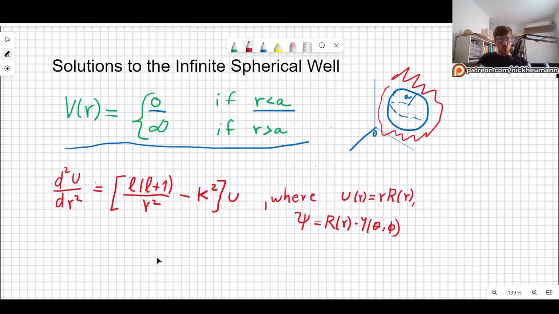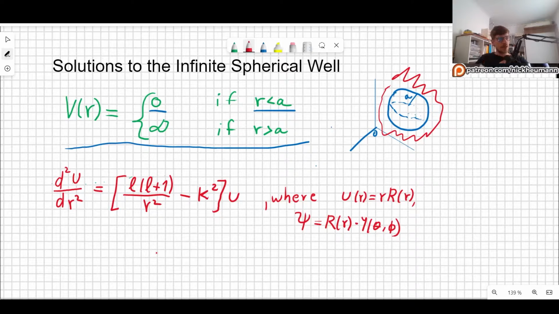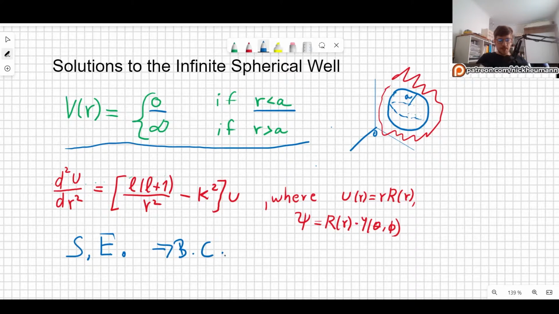So the procedure will be the same. Do not get confused by some of the crazy things that you will see soon. The procedure is the same, right? We will solve the Schrödinger equation, and then we get some sort of solution. Then we apply boundary conditions. And then we basically have our solution ready. So that's the main idea. Of course, it's not going to be all that easy.